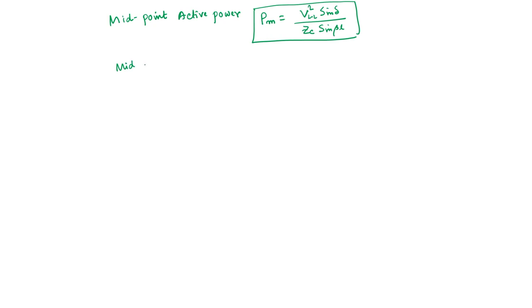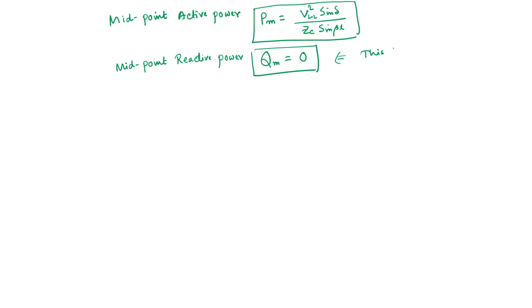So, from this we can conclude that the midpoint active power Pm is equal to V line to line square sin delta divided by Zc sin beta L. Okay. And the midpoint reactive power Qm is equal to 0. Okay.